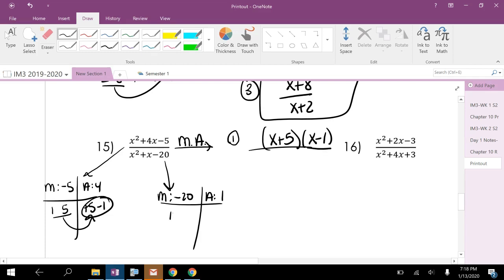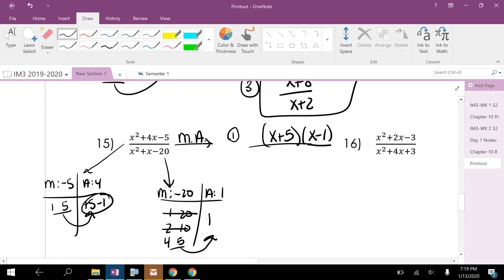This one, go in order. 20 divided by 1 gets me 20. Not going to work. 2 works. 2 and 10. Okay, doesn't add or subtract to get 1. 3 doesn't work. 4. 20 divided by 4 is 5. When I subtract these with a positive 5 and a negative 4, that's going to help me, and that's going to get me what multiplies to negative 20 and adds to 1. So we would write it like this.